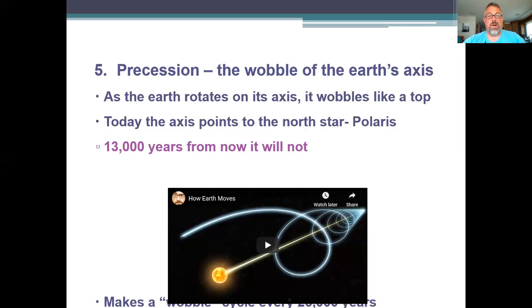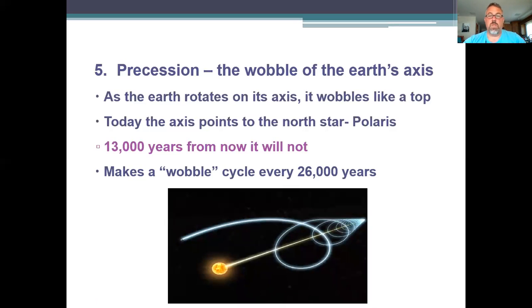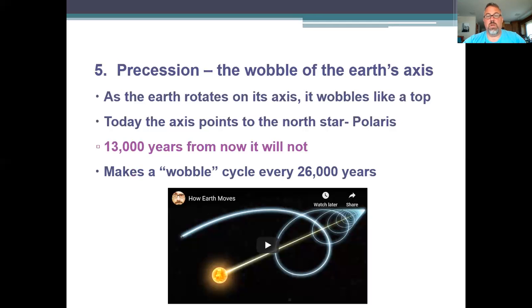Now, again, we're about halfway through the wobble. It makes a complete cycle every 26,000 years. What I'd like you to do is watch how the Earth moves and push pause. Come back when you're done.